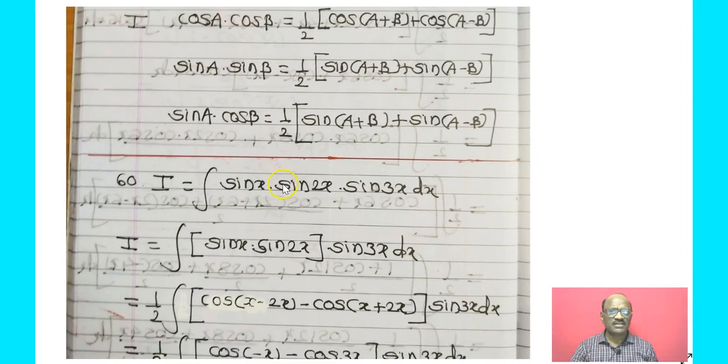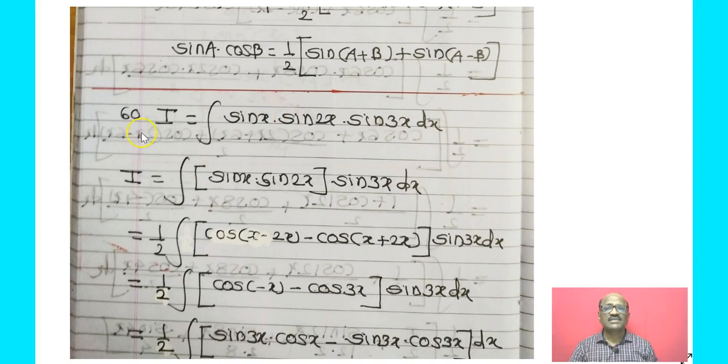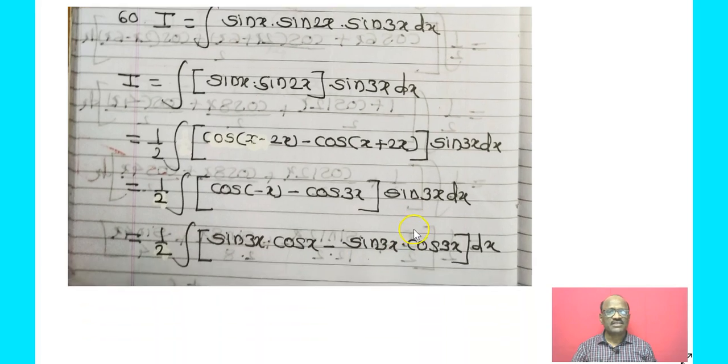Now next, problem number 60: I is equal to the integral of sin of x, sin of 2x and sin of 3x dx. Now again in brackets, I is equal to the integral of sin x into sin 2x and sin 3x. Again 1 upon 2 cos of A minus B minus cos of A plus B, into sin of 3x. Again x minus 2x means cos of minus x minus cos of 3x into sin of 3x dx. Again cos of minus theta is cos theta, multiplied with this: sin of 3x into cos x minus sin of 3x and cos of 3x dx.